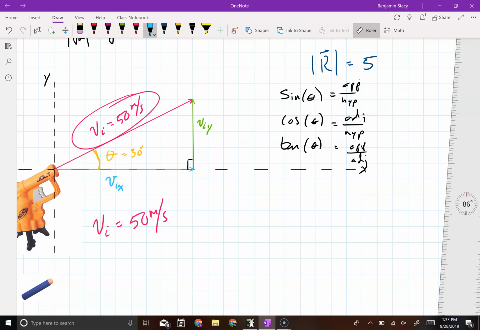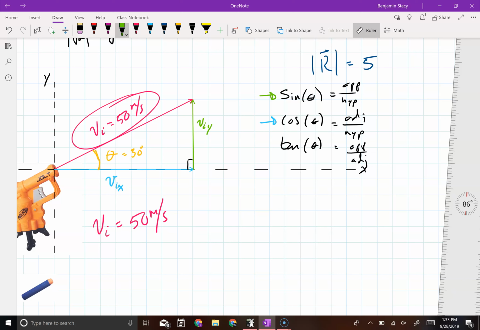Okay? So if we want to find VIX, and I know the hypotenuse and I know the angle, I need to first ask, what is the relationship in terms of its position, VIX, to the angle? Is it adjacent or opposite? And VIX is adjacent. So that tells me that for blue, I want to use cosine. And I look at green and I say, is that opposite or adjacent the angle? It's opposite. It's way over there. That's what opposite means. So sine is going to be a useful function for determining the value of VIY.